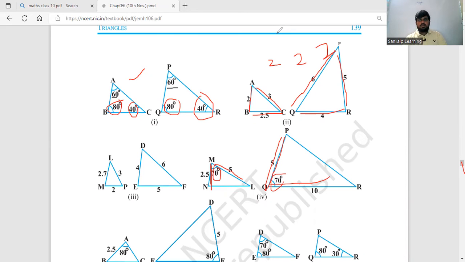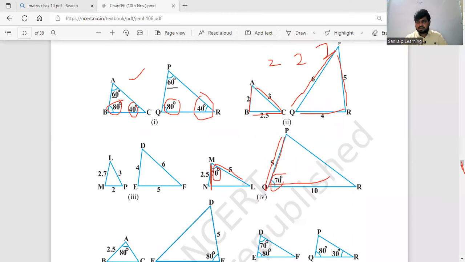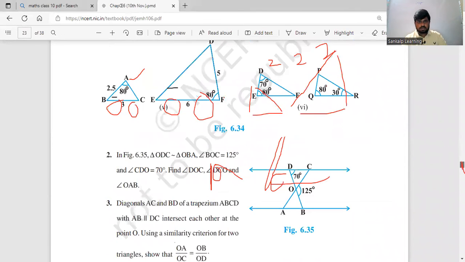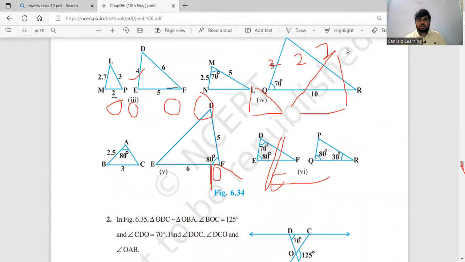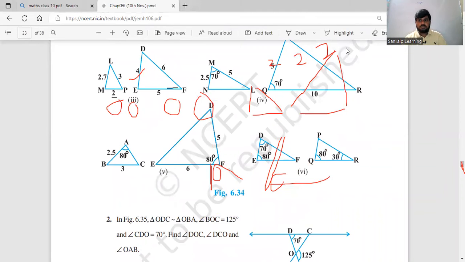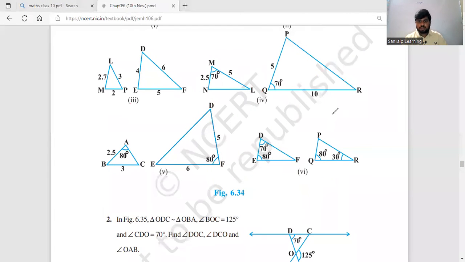Let's go to the next one. Let me clear all the drawings. Okay, now coming to the fifth one and the sixth one. Let's do the fifth one. If you observe, one angle is equal, 80 degrees and 80 degrees.